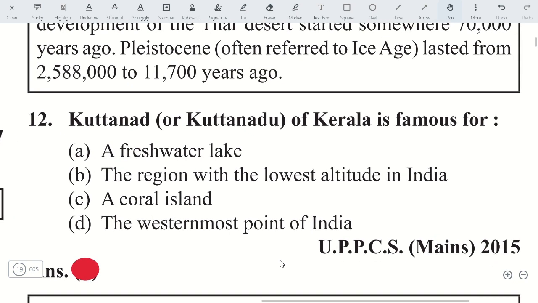Kuttanad of Kerala is famous for what? It is famous for the region with the lowest altitude in India. Actually, in this region, agriculture is being done 2 to 2.5 meters below sea level. So it is the lowest altitude in India.